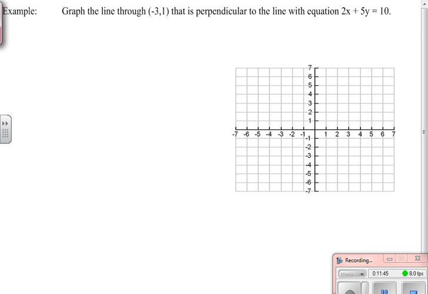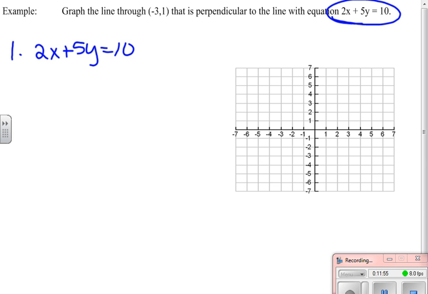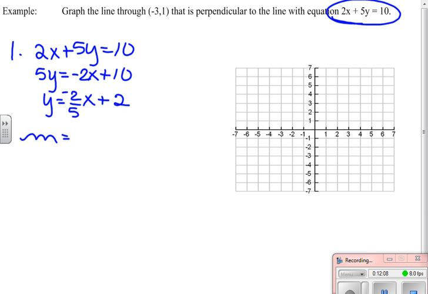The next example is the same concept. So let's go ahead and put this equation into slope-intercept form. Solve for y. This time the slope is negative 2x. Perpendicular, the reciprocal is 5 over 2. This is negative, so the opposite is positive.